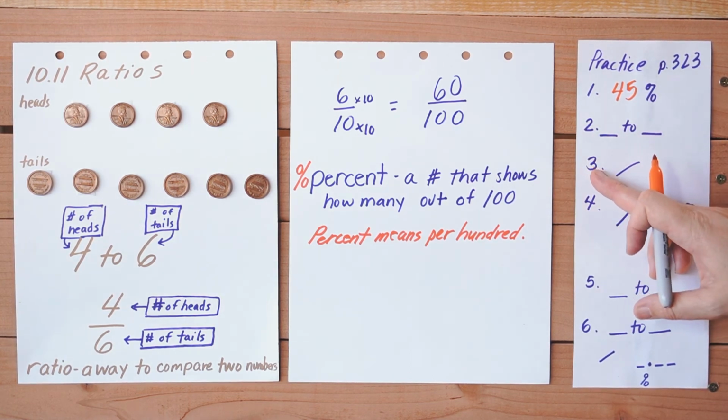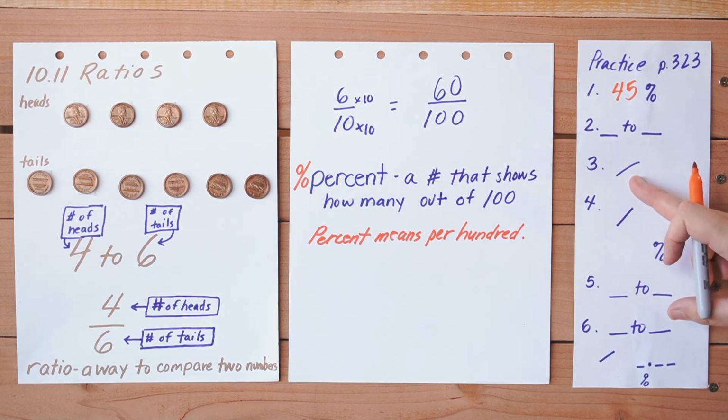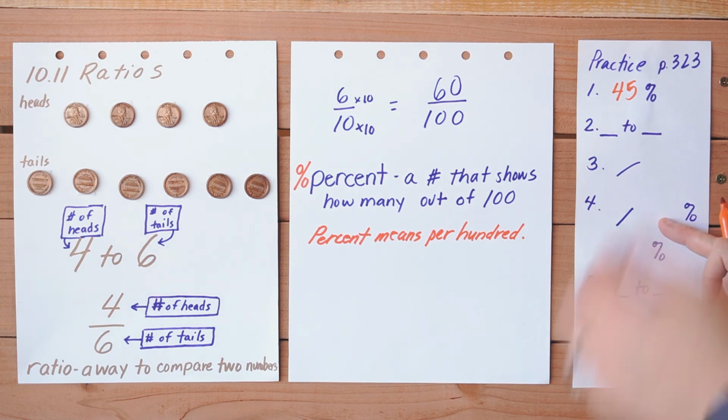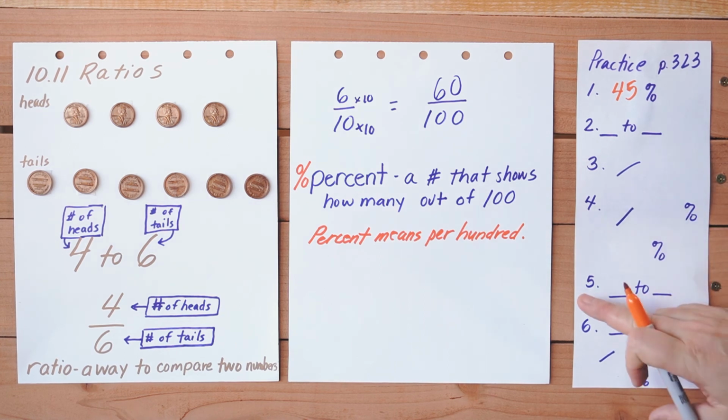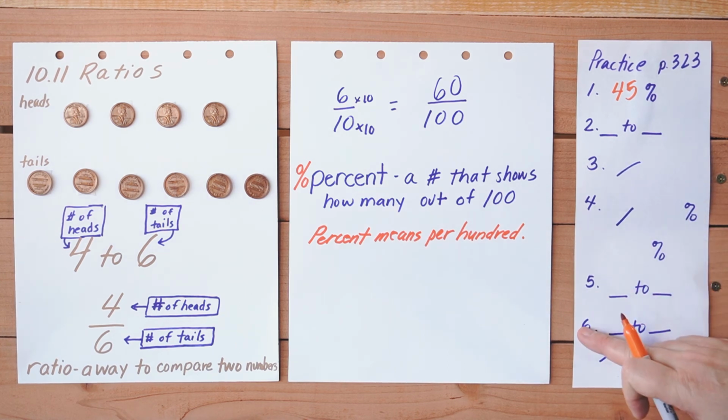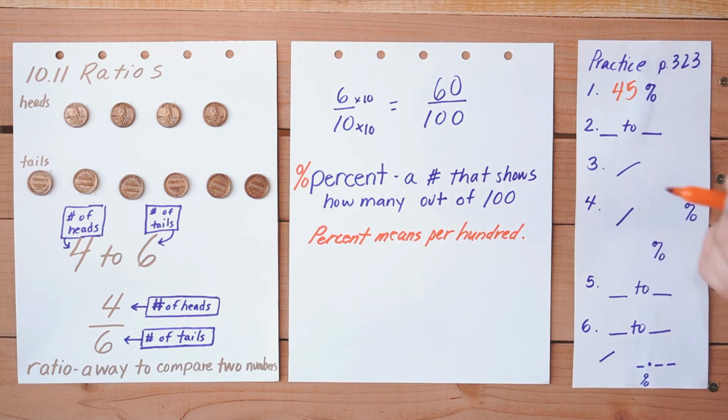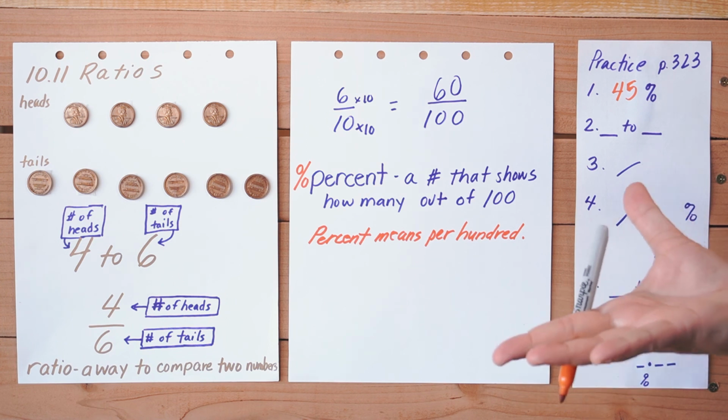Number 3, they're going to be looking for a fraction from the ratio. Number 4, they're going to be looking for a couple different things here. They're going to say write a fraction, write a percent. So you have your fraction, and then you'll be writing the percent. Number 5 is a ratio. Number 6 is a ratio, a fraction, a decimal, and a percent. And don't make it harder than it really is. If it's just a percent and it's over 100, you just write the number again with the percent sign.